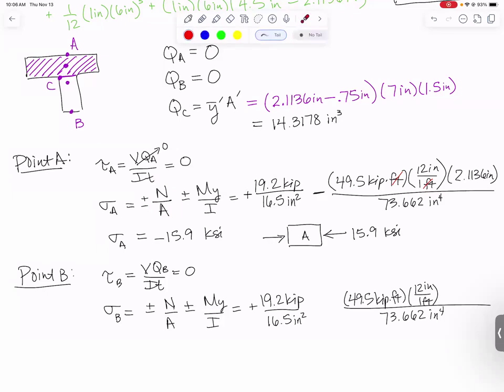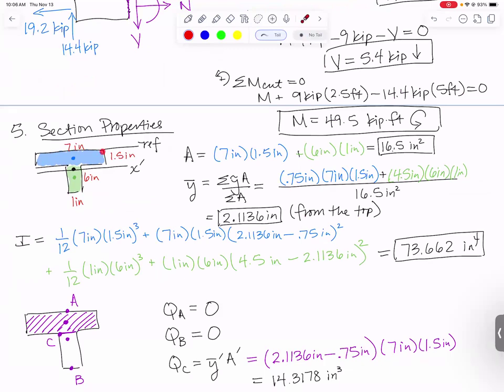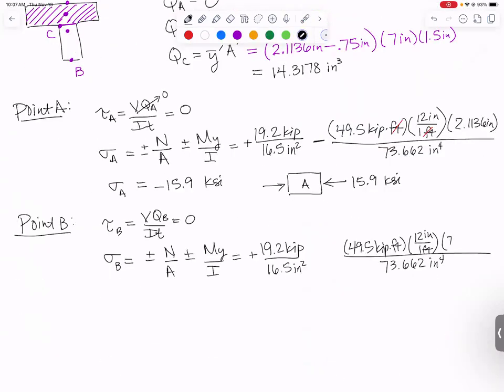What's going to be different is how far away we are. Point B is down here, centroid is there. I need to find that distance. The whole thing was 1.5 plus 6, so 7.5 inches. The centroid is this far from the top. What I want to do is take 7.5 minus 2.1136, and that'll give me the distance between the centroid and the bottom. 7.5 inches minus 2.1136 inches.